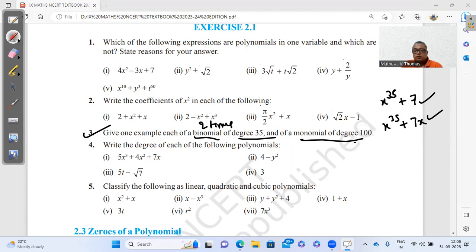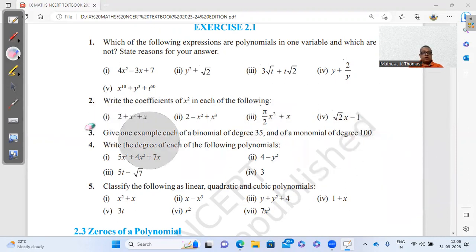Monomial of degree 100. Monomial means 1 term and degree should be 100. So x to the power 100, right? Monomial means only 1 term, so 1 term with degree 100. So you can have any polynomial like this where the power of x is 100, but there should be only 1 term. So questions number 1, 2, 3 are completed.